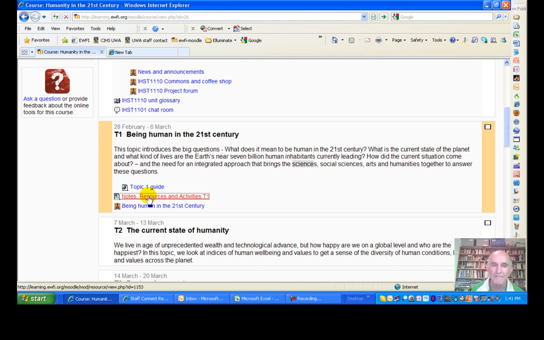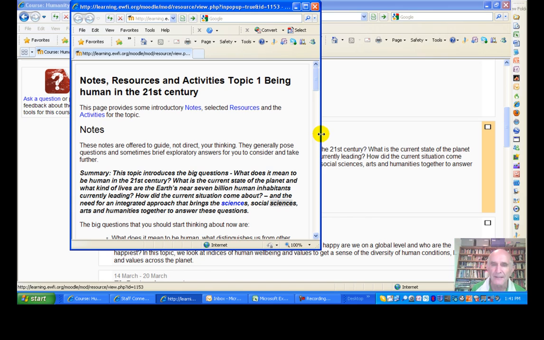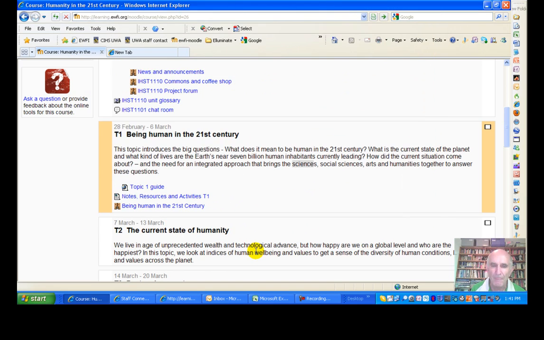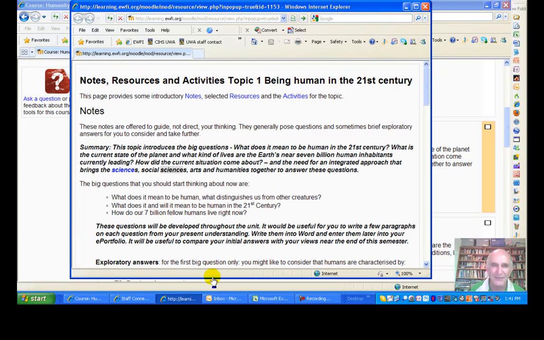Click on that, and you should have a screen something like this. First thing I generally do is enlarge it a little bit. Whoops, try again. Enlarge it a little bit. Where are we? That'll do.